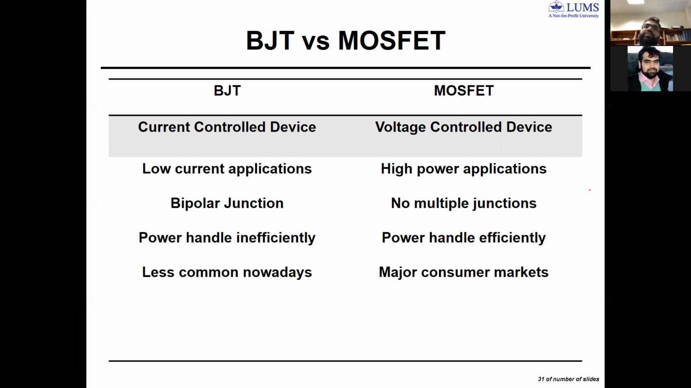BJTs, as the name describes, have multiple junctions, P to N and N to P, whereas a MOSFET does not have multiple junctions. One of the issues for BJTs, apart from integration, is power inefficiency, whereas the MOSFET handles power efficiently. So for integration, it mainly helps. BJTs are less common nowadays, and MOSFETs have all the market. That's why we'll start with the MOSFET design from the next lecture, and I hope you will have a very nice journey.